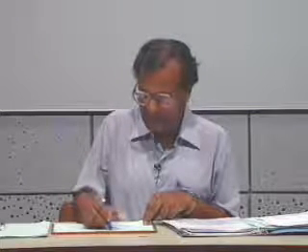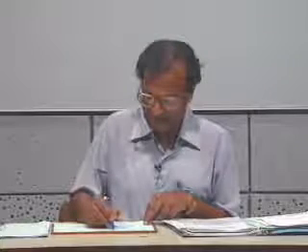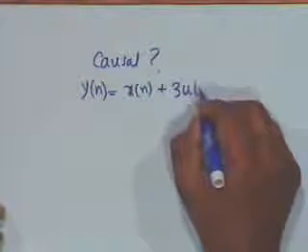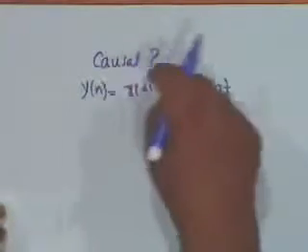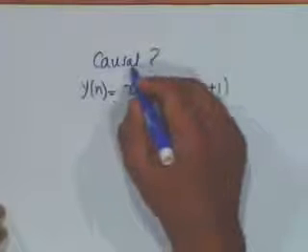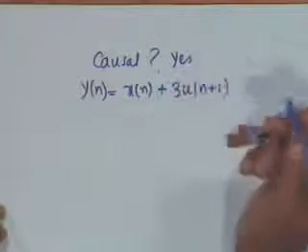If there is a question, please do stop me. Is it causal? Yes. It is causal, because y[n], by the same token, depends on the present input only. It does not require the future inputs, therefore yes, it is causal, non-anticipative.